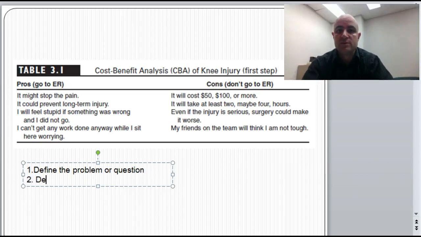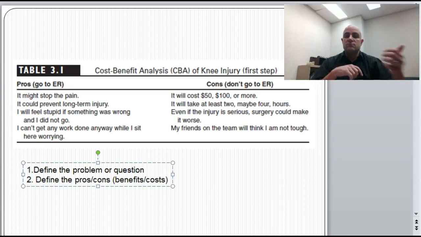Step 2, you need to define the pros and cons. Or, as I said, we use them interchangeably, the benefits and costs. Okay, so step 1, hurt your knee, you need to decide if you want to go to the ER or not. Step 2, define the pros and cons. Well, what are the pros? What are the benefits of going to the ER? Could stop the pain, could prevent long-term injury. You'll feel stupid if something is wrong and you did not go. I can't get any work done while I'm away and sitting here worrying.